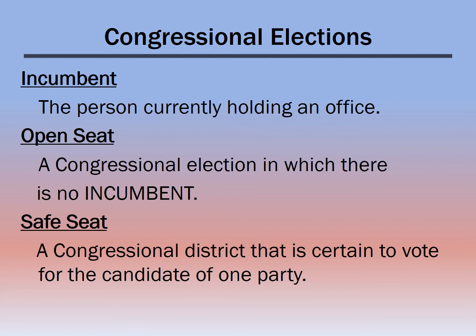A safe seat is a congressional district that's pretty much certain to vote for the candidate of one party. If you live in certain cities in this country today or certain states, there's a pretty good chance that if you're a Republican, you're going to win, or if you're a Democrat, you're going to win, depending on the city, the state, or the district where you're running. Some of these areas of our country are much more liberal and Democrat, and some are much more conservative and Republican. Anyway, that's what these terms mean.